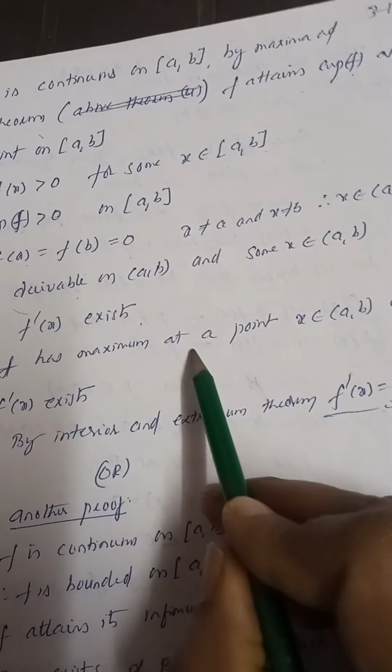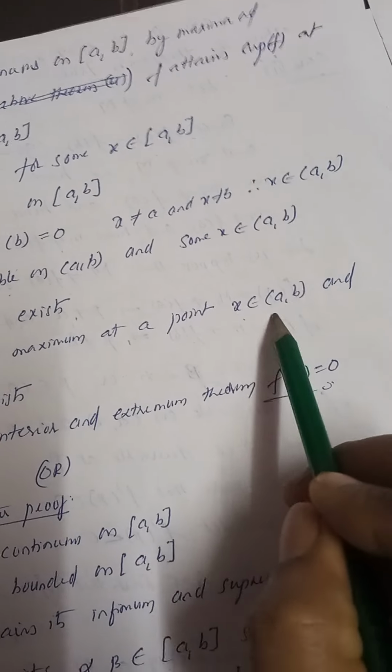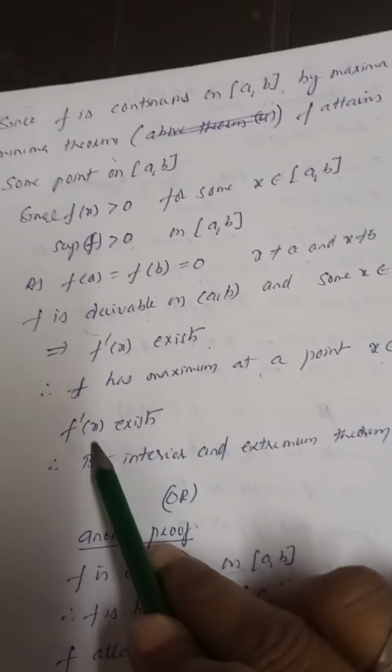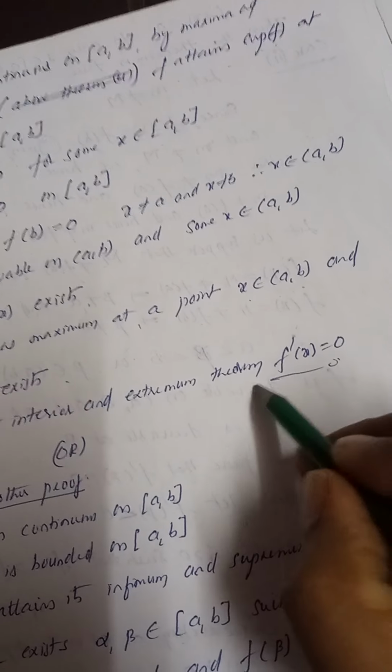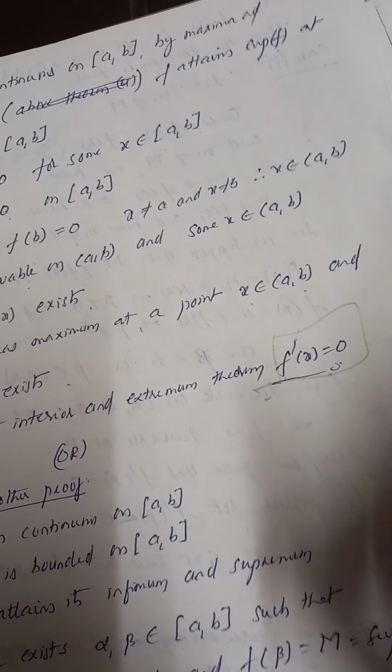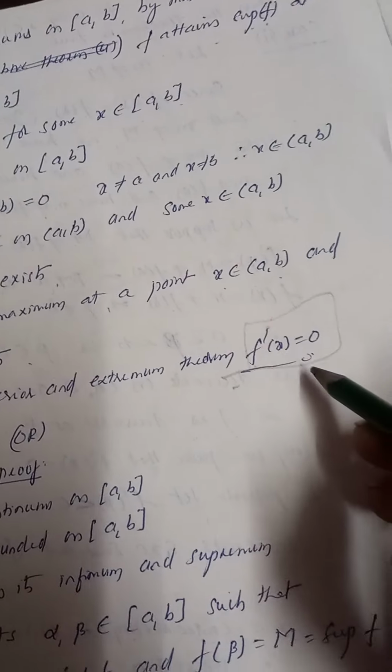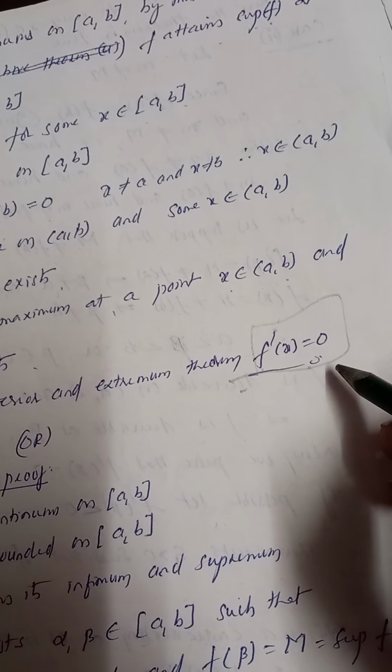F has a maximum at a point x belongs to open interval a comma b and f dash of x exists. By the interior extremum theorem, f dash of x must be equal to 0. Now, no need to prove this interior extremum theorem. So directly you can write f dash of x is equal to 0.